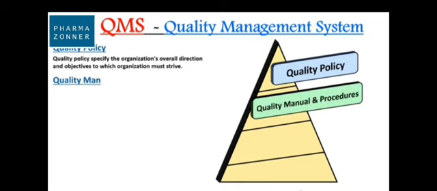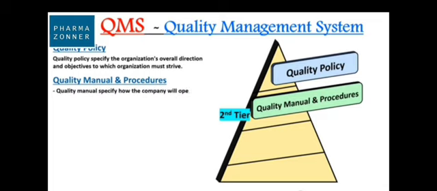The next level that we have is the quality manual and procedures. The quality manual specifies how the company will operate. The level of detail and the manual format will depend upon the organization. The structure and content of the manual can vary depending upon the size of the organization, the complexity of its operations, and the competency of its people. The procedures specify specific activities that must be performed at each step along the production process. Quality procedures can have different formats and structures.